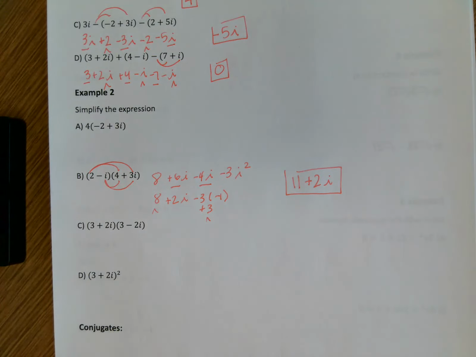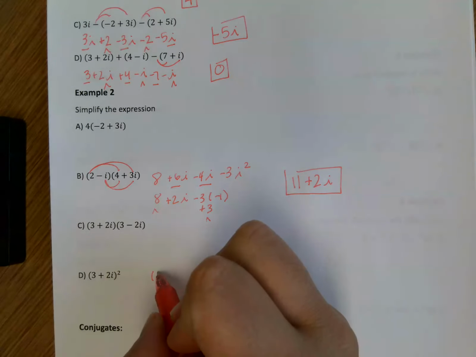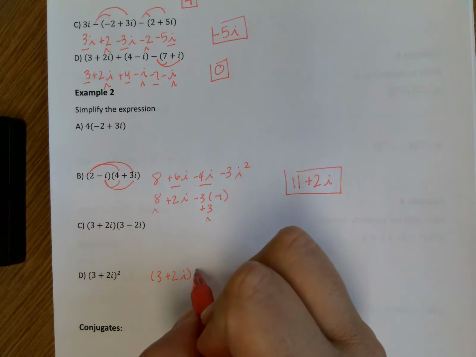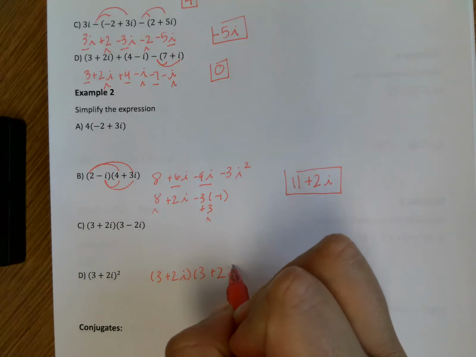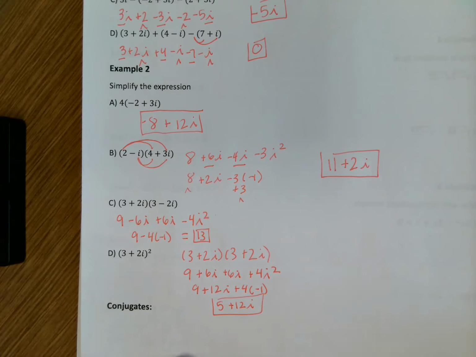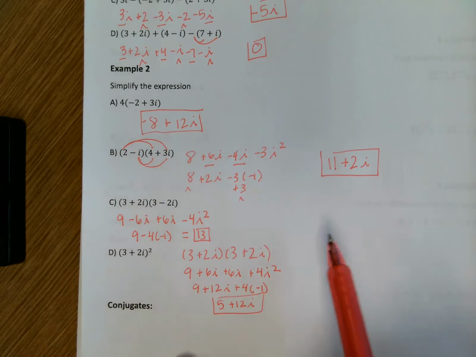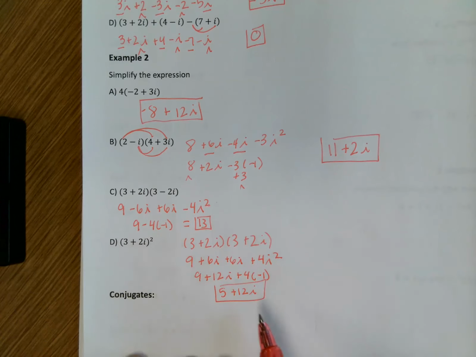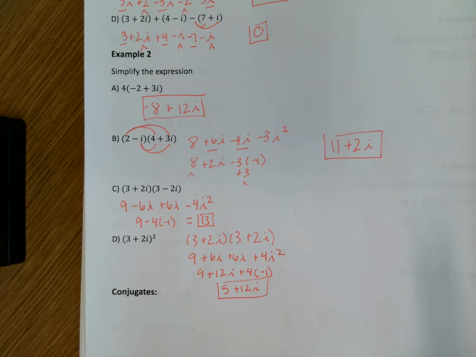I want you to do A, C, D. Remember, for D, this is just doing this 2 times in a row. For the top one, you should get negative 8 plus 12i. Here we just got 13. And now, in the last one, we have 5 plus 12i.